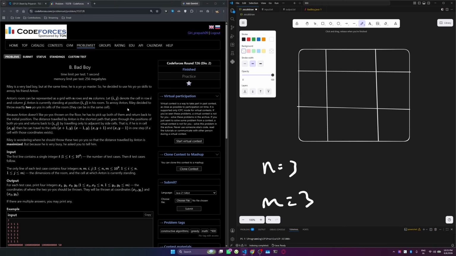That is, if he is in cell XY, so let's assume he is in this cell, Anton, he can travel to x plus 1, x minus 1, y plus 1, y minus 1. So up, down, left, right, in one step. Riley is wondering where he should throw these two yo-yos so that the distance traveled by Anton is maximized. But because he is very busy, he asked you to tell him.